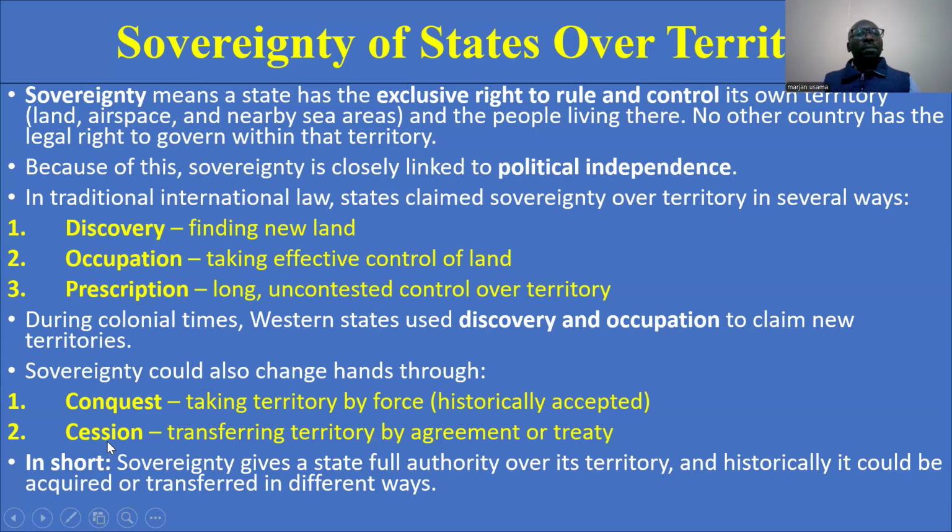Then sometimes it can be by cession. Cession means transferring territory by agreement or treaty. So these are the two ways that sovereignty can change hands. So sometimes it is by force, you take the territory, or sometimes you just sign a treaty. So in short, sovereignty gives a state full authority over its territory, and historically it could be acquired or transferred in different ways.